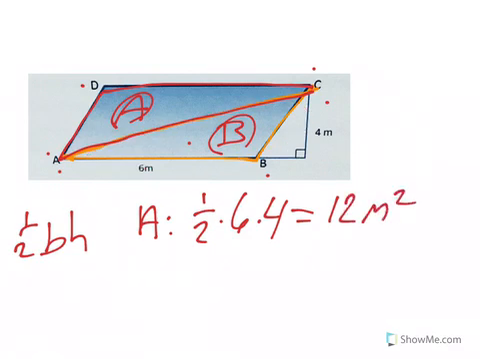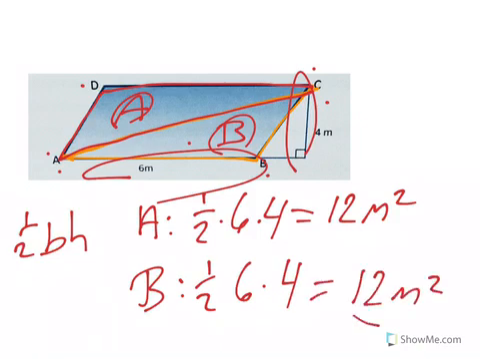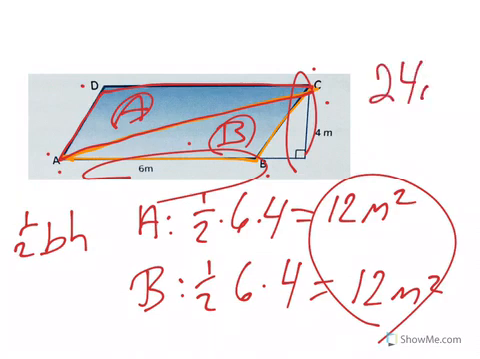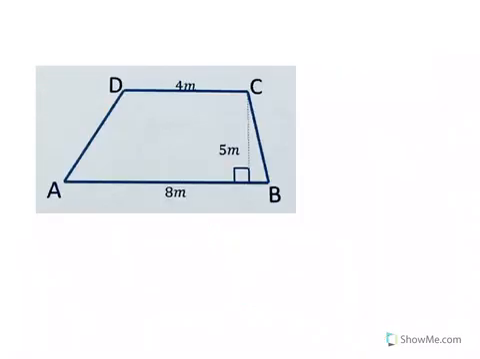But then we also have this other triangle. So for triangle B, we have 1/2. The base is 6. The height is also 4. And so same problem, right? 12 meters squared. And then we have to put them back together. So add them together and we get 24 meters squared. Okay? Let's do one more.